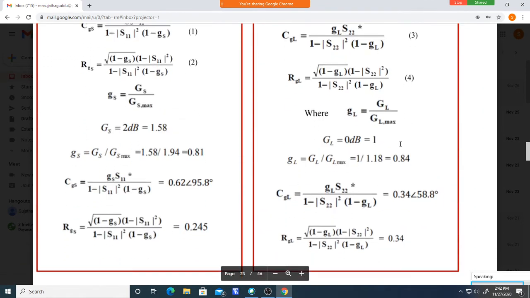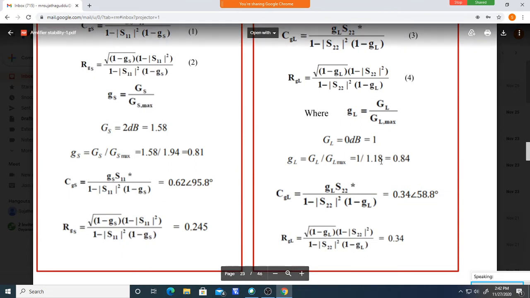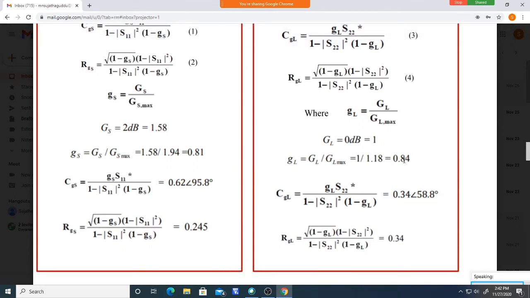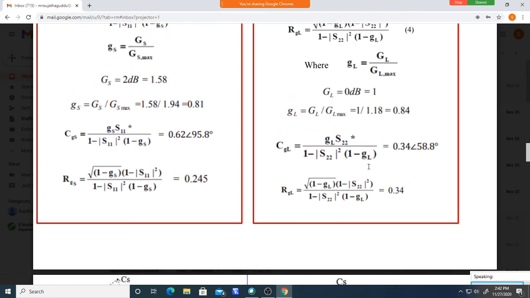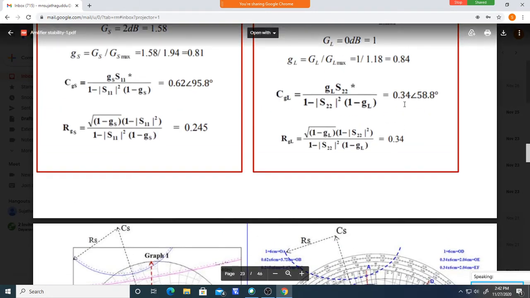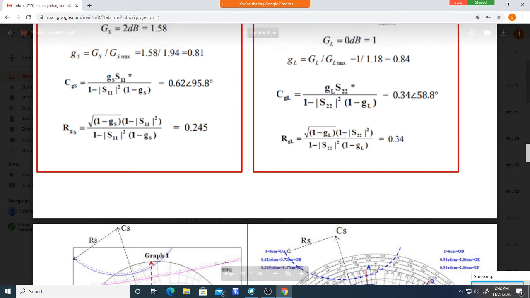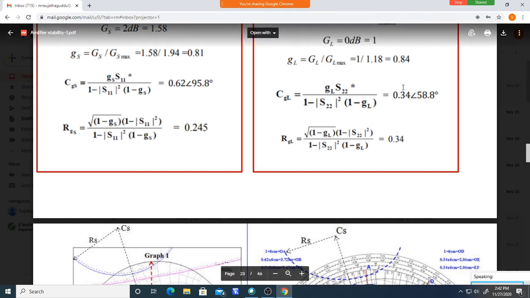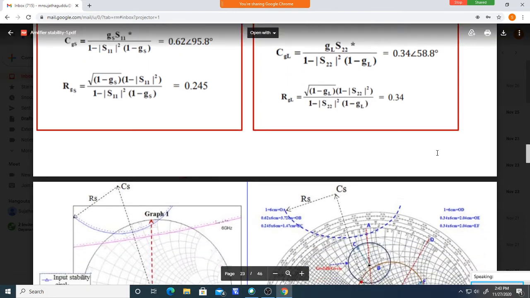Convert that into ratio, that is 1.18. You take the ratio 0.84 and substitute here and here. You will be getting 0.34 and 58 degrees. The radius is 0.34, and the angle is 58 degrees. So mark the center and radius on the Smith chart.